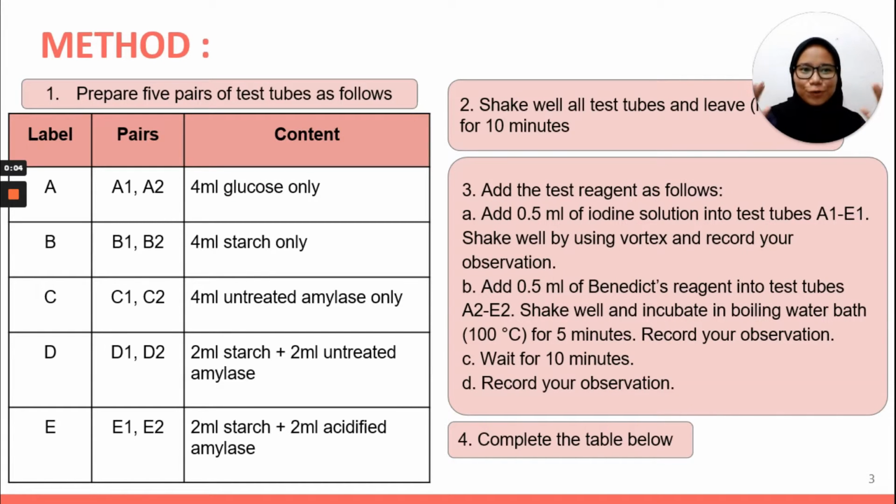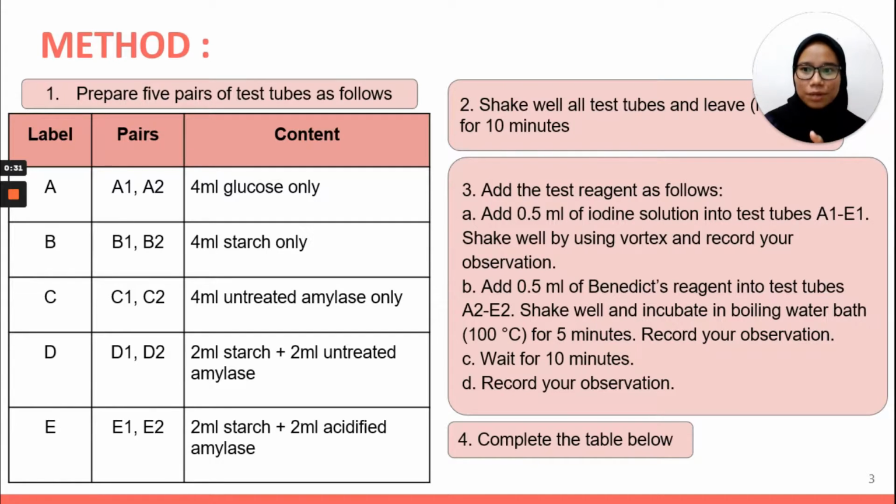Okay, welcome to the methodology slide. So we are going to review the methods of the starch experiment. What we need to do for this experiment is prepare 5 pairs of test tubes as follows, labeled A, B, C, D, and E. And each label we need to pair with 2 test tubes.